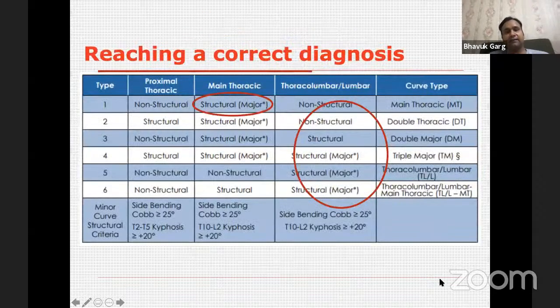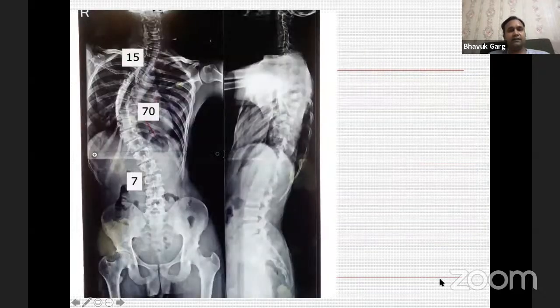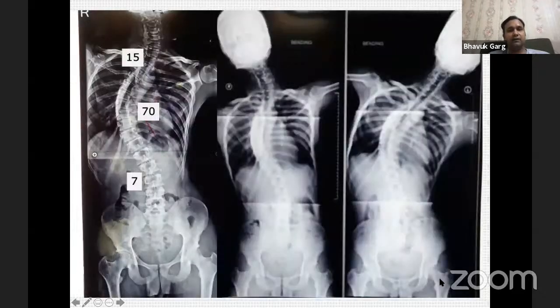The most important step is reaching a correct diagnosis when we follow the Lenke classification. Tarak has already covered it, and it is important to recognize that the sagittal profile is also very, very important when we look at these Lenke curves. This is a standard Lenke 1 curve. You can see on bending films, only the thoracic curve remains. So this is the classical Lenke 1 curve.